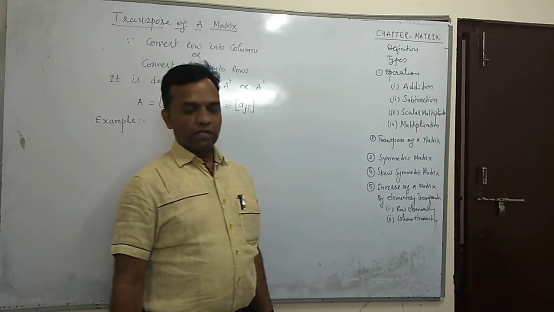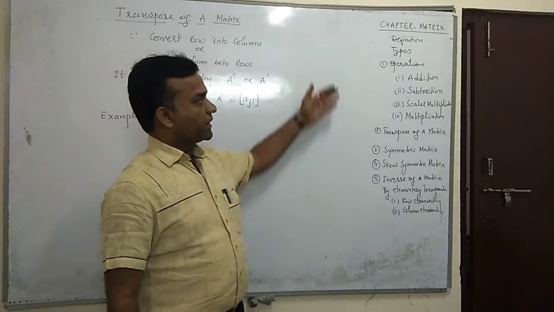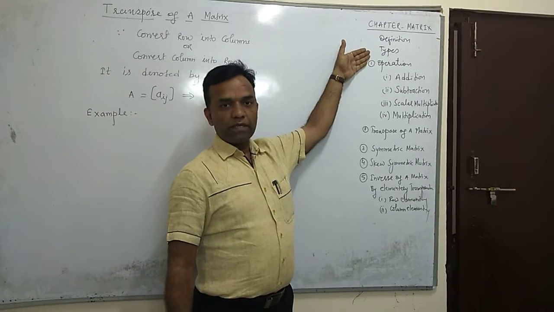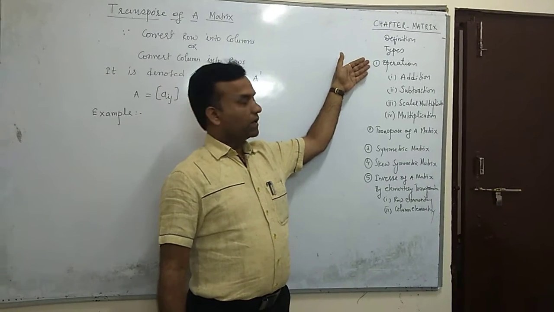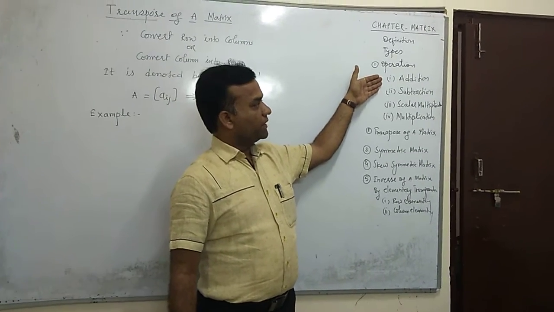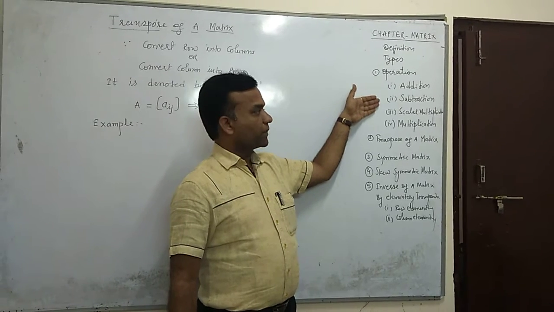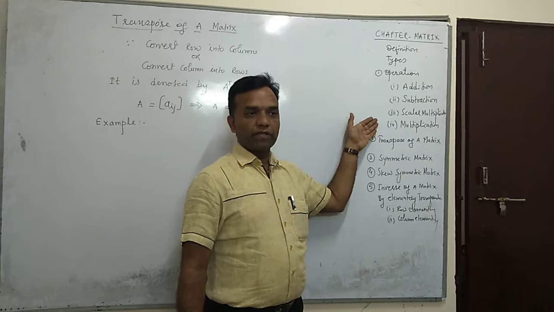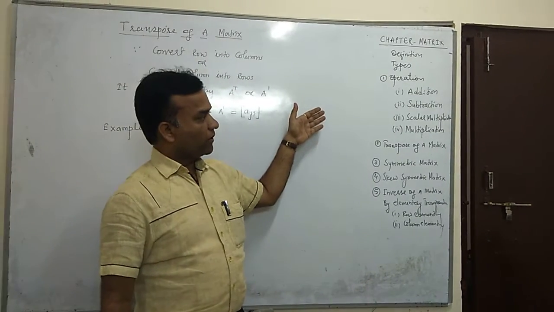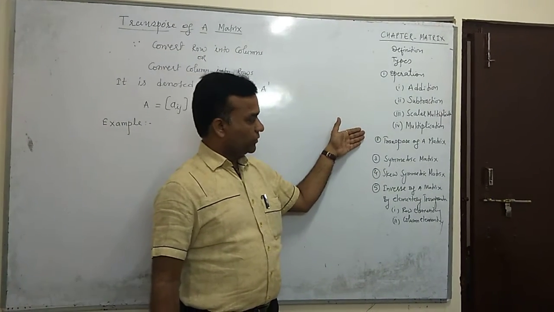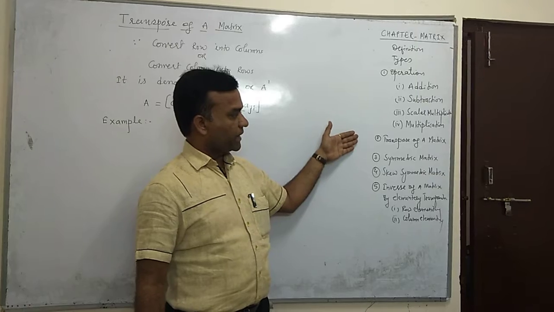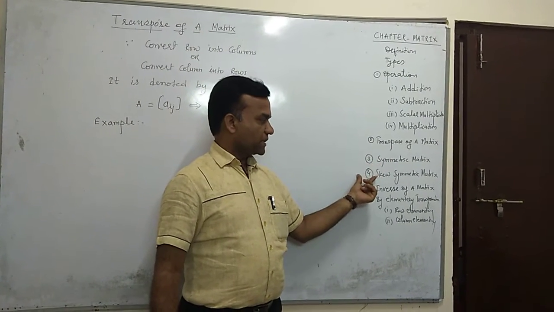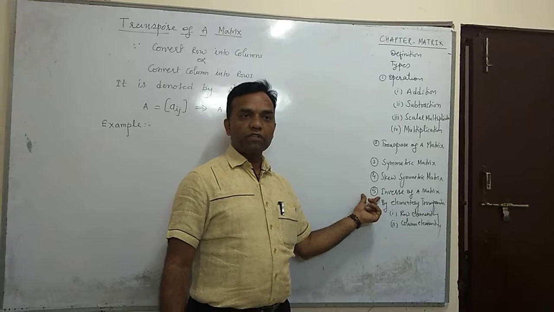Some of the topics in the chapter Matrices are finished, like definitions, types of matrices and operations on matrices. In operations on matrices we have finished addition, subtraction, scalar multiplication and multiplication. All these operations are over in class, and now a few topics remain in the chapter, like transpose of matrix, symmetric matrix, skew symmetric matrix and inverse of matrix.